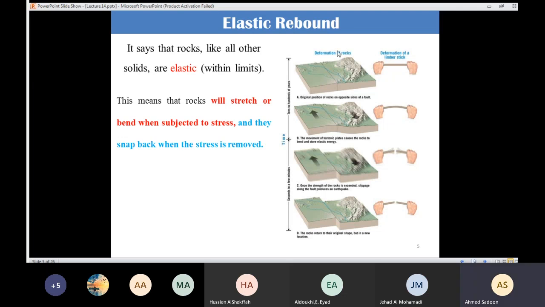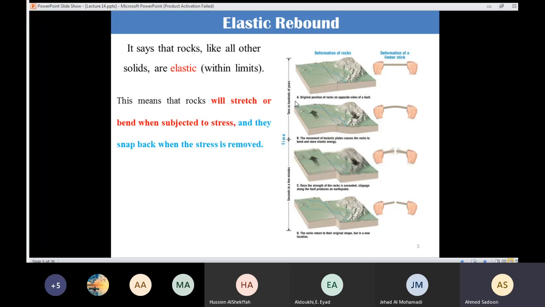So assume here I have one piece of rock. And here I have a fault, which means that I have a fracture here. And we are going to call this rock A and this one rock B. Now, if we have movement along the strike line here, which means that the rock here is going to move relative to that rock here, the rock itself is going to be subjected to stress. So now the rock is subjected to stress.